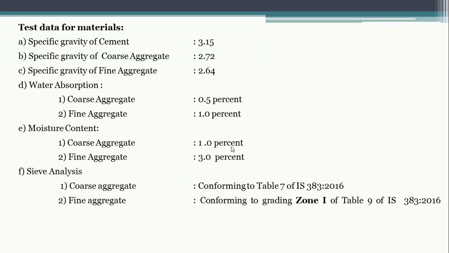Then sieve analysis. Most of the time, coarse aggregate will conform to Table 7 of the IS 383 codebook, and fine aggregate will conform to the zones as per IS 383 2016. As already told, it will be either zone 1, zone 2 or zone 3. Zone 4 is not used for RCC works because it is finer sand. So you will get either zone 1, zone 2 or zone 3. In this case it is zone 1.